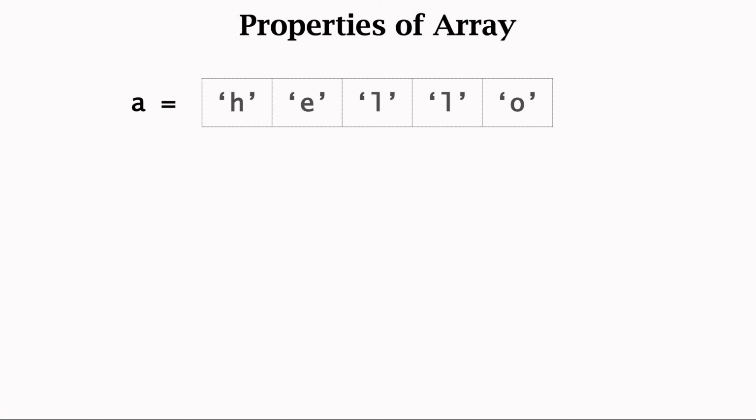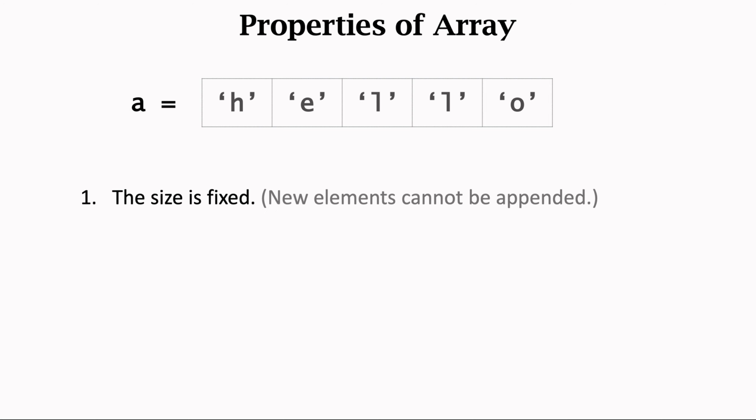Let me summarize the properties of the array data structure. First, arrays have fixed size. The size is determined either when you write the code or when the program is running. Once an array is created, you cannot append more elements to the end of the array. We are going to learn vector and list. They can grow dynamically.